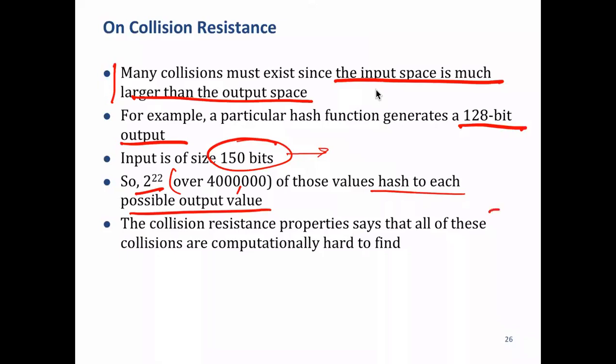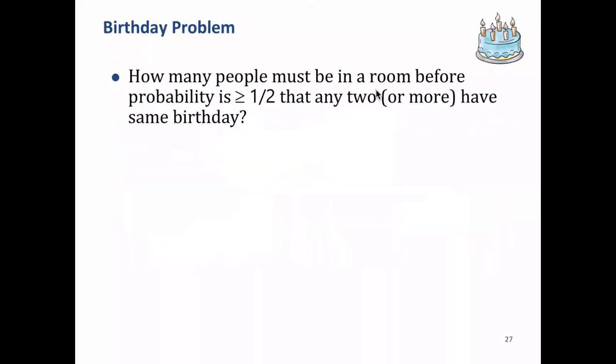So the only thing that we can do is make finding a collision computationally hard. Okay, so one question. This class size is, whatever your class size is, over 40. Okay, and you have birthdays, of course. You are born on one of the days of the year. What is the probability that two of you have the same birthday?